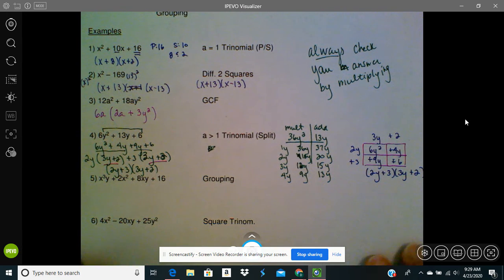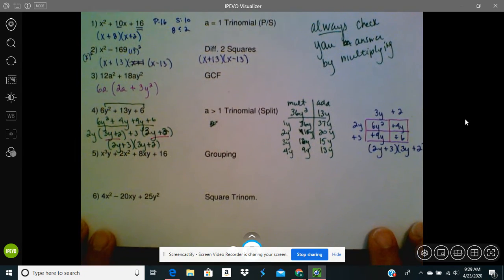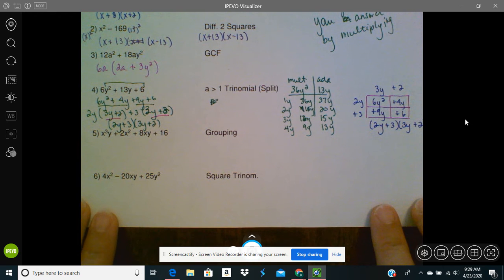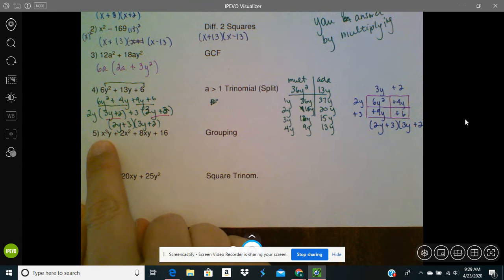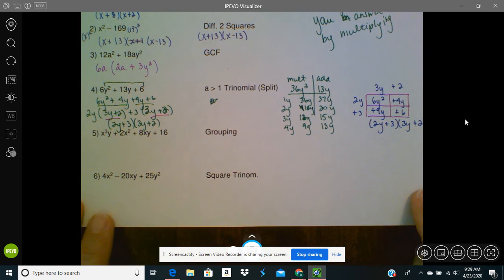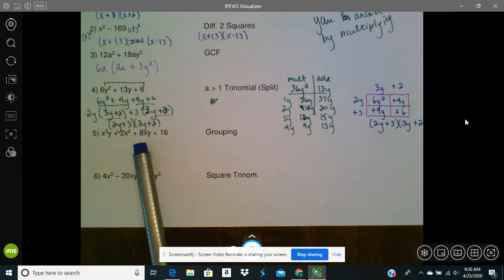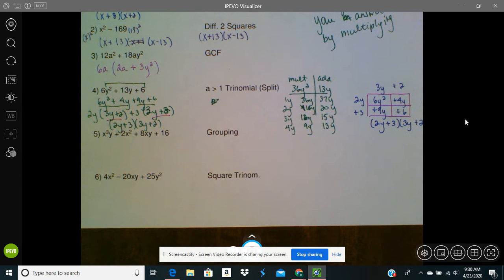All right, let's look at number 5. Do we see any common factors? Well, even, odd coefficient. So I can't divide a 2 out of everything. So there's no greatest common factor. Now let's count the terms. On this one, I count 1, 2, 3, 4 terms. So that means we're going to use grouping.